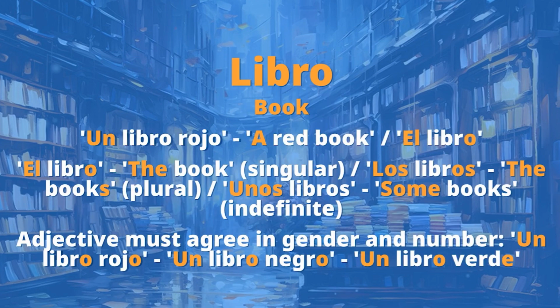Since libro is masculine, you can say un libro rojo, or un libro verde, but you can't say un libro negras, since the adjective has to agree in both gender and number. So it would be un libro negro.